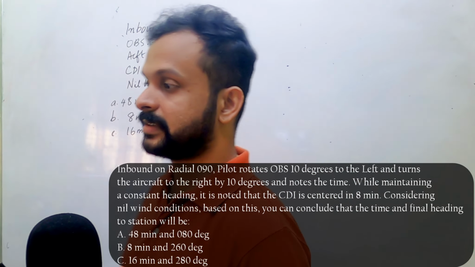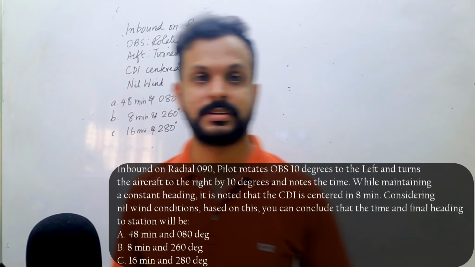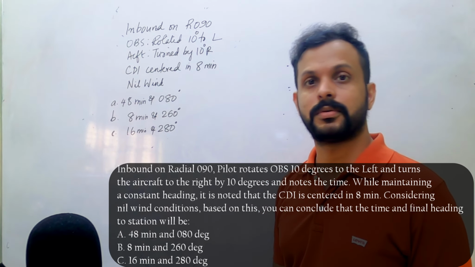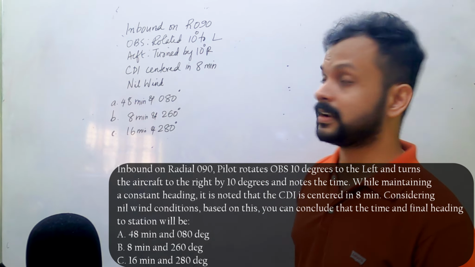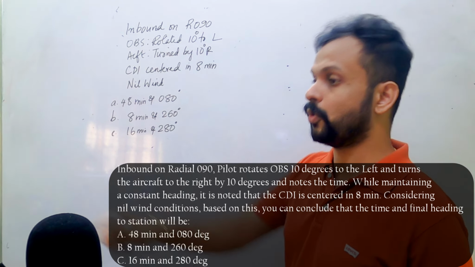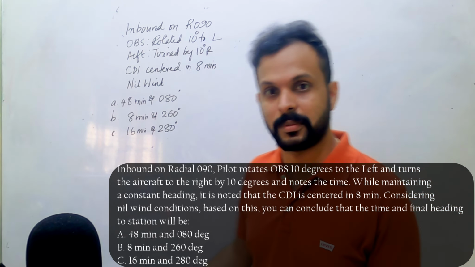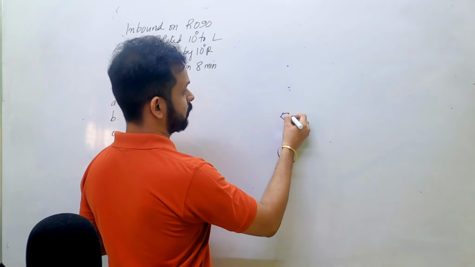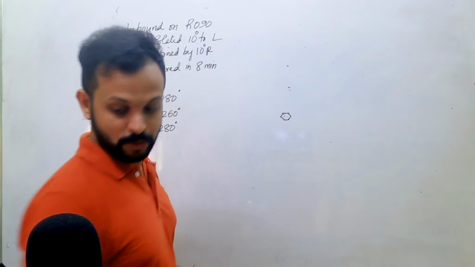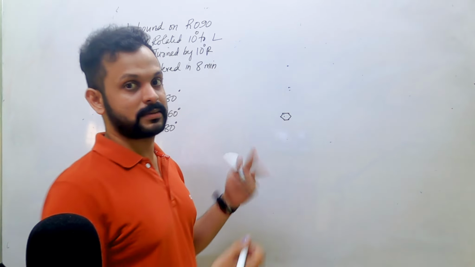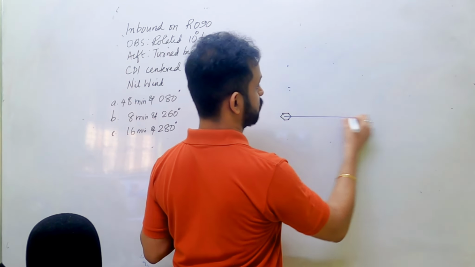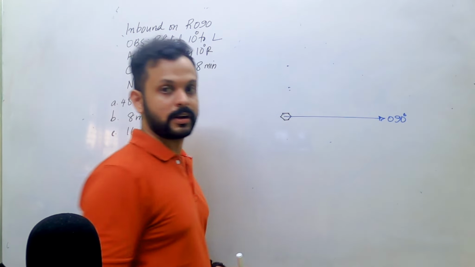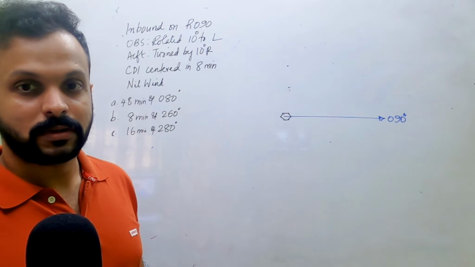I think so. The time, yeah, because speed is equal to distance by time. So let's put this into a diagram here. You're coming inbound on radial 090. If we assume that we have already OBS 090 because we are already coming inbound on 090 radial. So let's draw the VOR here. Let's draw the 090 radial. All these basic things, now you're masters of VOR anyway, so you know. This is 090 radial. You're coming inbound on this radial.